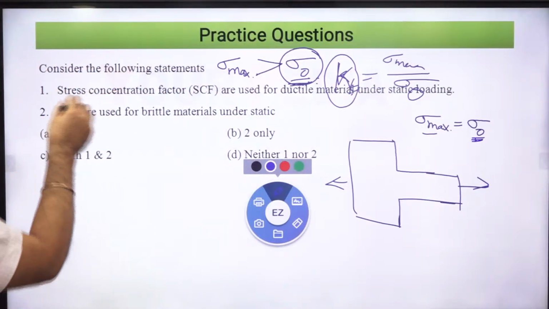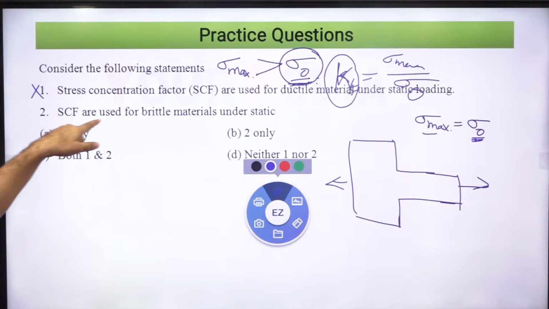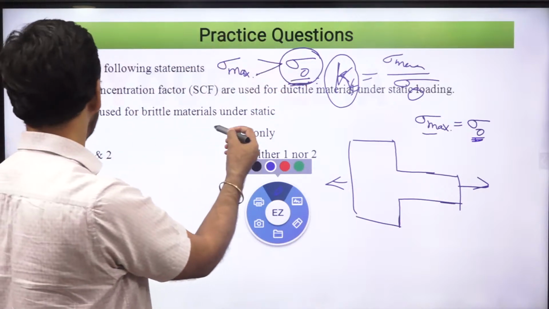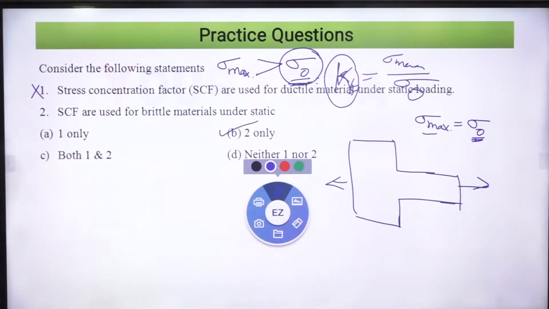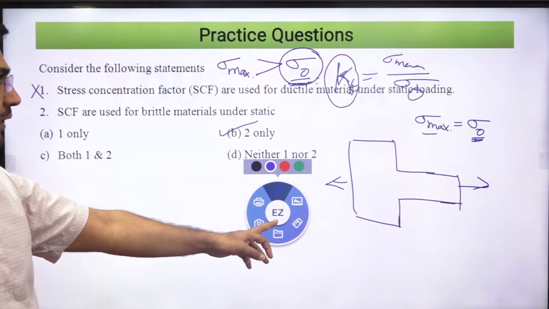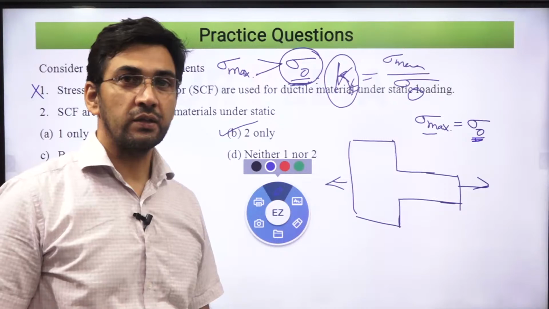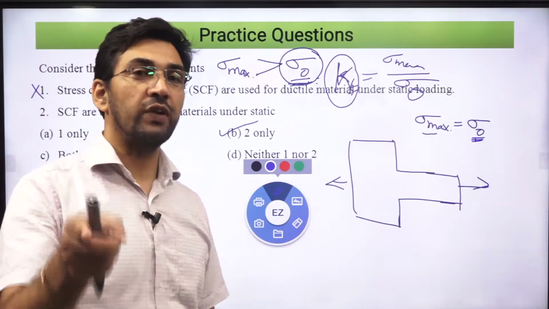For ductile, no, you don't use it, right? So this is wrong. Which one is correct? Stress concentration factors are used for brittle materials. Basically, the question should have asked which of the following statements are correct. But anyway, statement 2 is the only correct statement, because you use it in static loading. But if I frame the question now, do you use the stress concentration factor in ductile and brittle materials in case of dynamic loading?